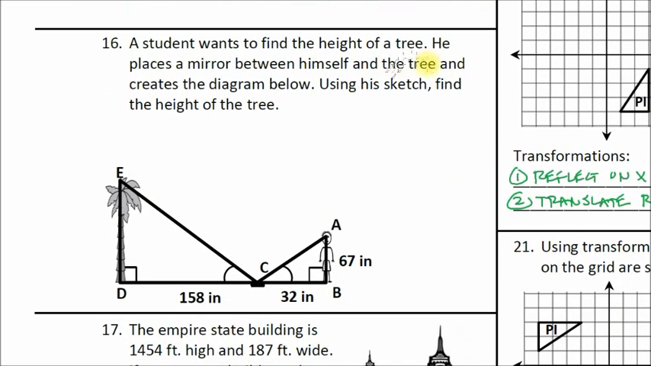A student wants to find the height of a tree. He places a mirror between himself and the tree and creates the diagram below. Using his sketch, find the height of the tree. Well, let's go ahead and set up our proportionality statement first so we get these set up correctly. I can see that angle D and B are right angles. So those correspond. And then you can see, class, angle C in both of these triangles is the same measure, same degrees. So those are corresponding vertices, and that means E and A must go together.